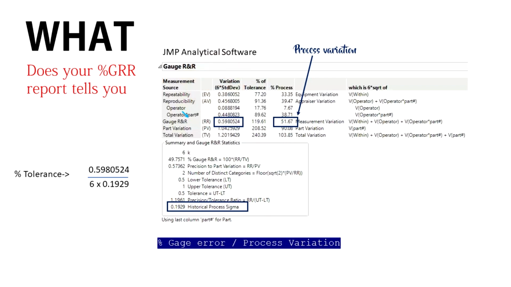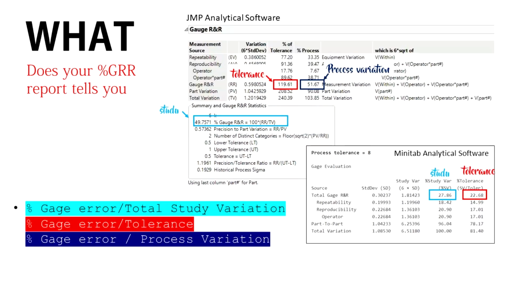If you do not enter the historical sigma, then this column will not be reported. Ideally, as we use samples that represent our process in the study, the variation in this sample should be equal to your process. Then this percent process and percent GRR should be the same. There you have it, how to correctly interpret your GRR report.